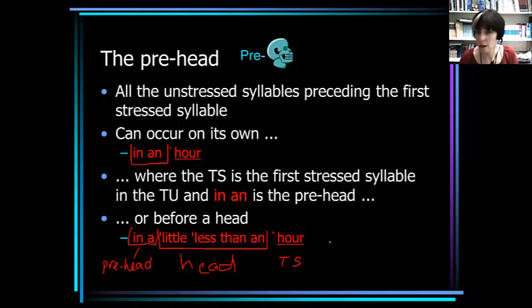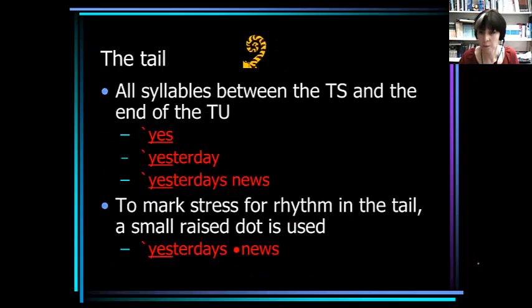Tonic syllable. So we have the pre-head, unstressed syllables. Then from the first stress here, this is not tonic, up to, but not including the tonic syllable, that's the head, and then the tonic syllable here has a falling tone on it, so we've got a pre-head, a head, and a tonic syllable in this group. Let's try it again. In a little less than an hour. That's what it sounds like.